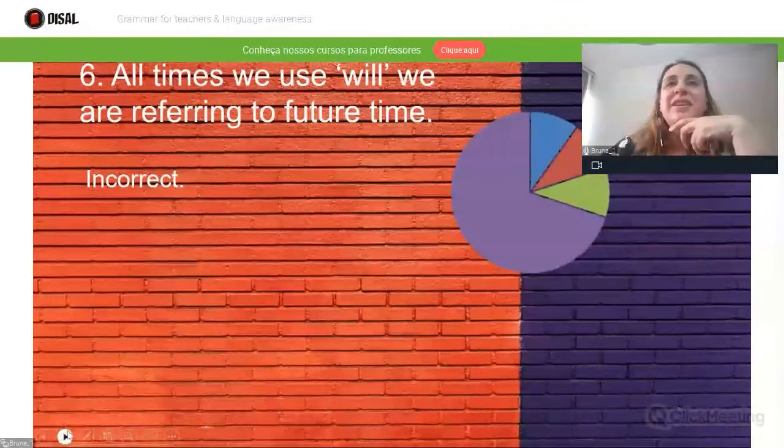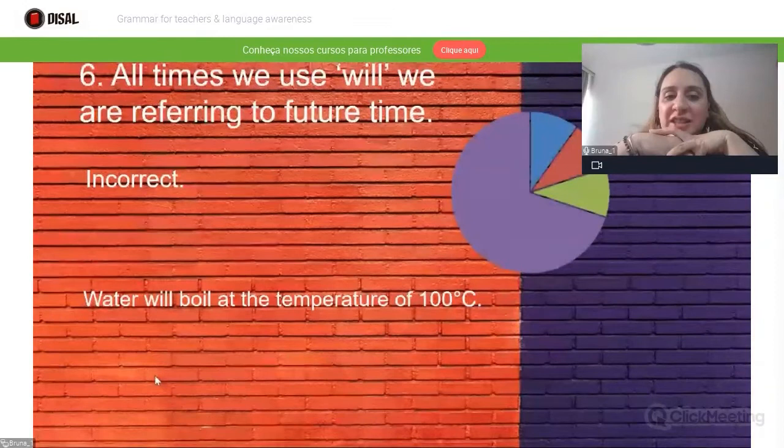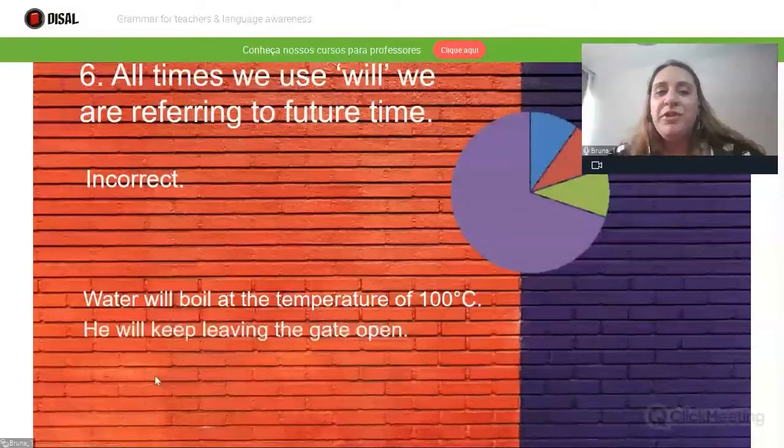This one, for example, when we say water will boil at the temperature of 100 degrees Celsius. So this is something that always happens, and we can use will. It's very common for us to use will to express something that happens at a certain temperature. So this is a common use of will. Another one here.